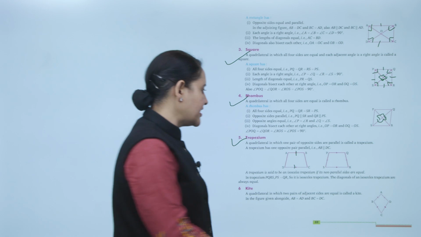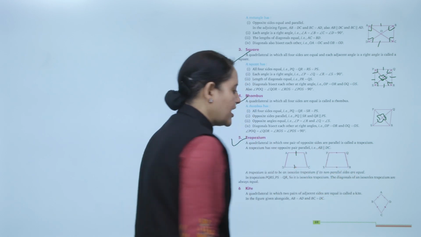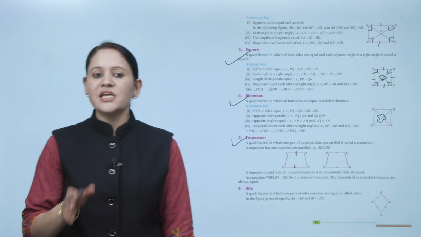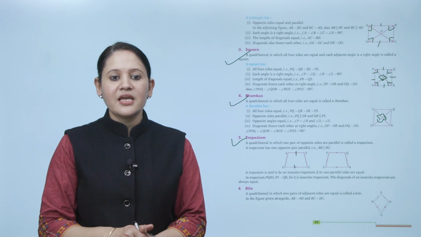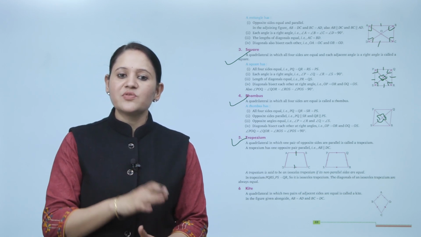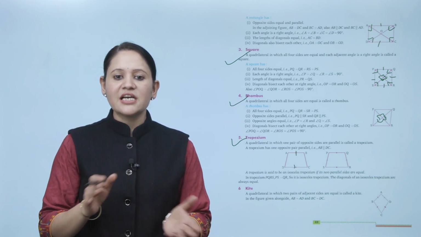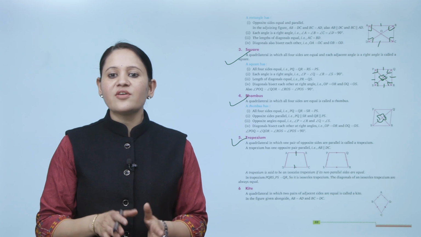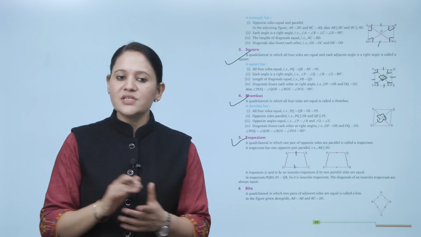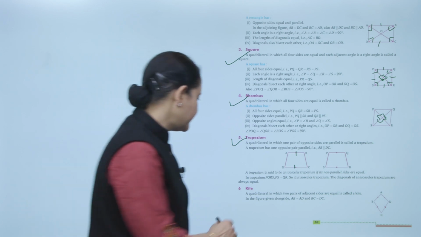A trapezium is said to be an isosceles trapezium if the non-parallel sides are equal. If the non-parallel sides like PS and QR are equal, the trapezium is said to be an isosceles trapezium. In trapezium PQRS, PS equals QR, so it is an isosceles trapezium. The diagonals of an isosceles trapezium are always equal. Next is kite.